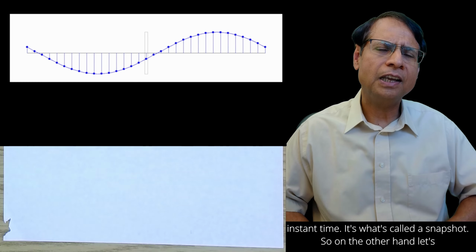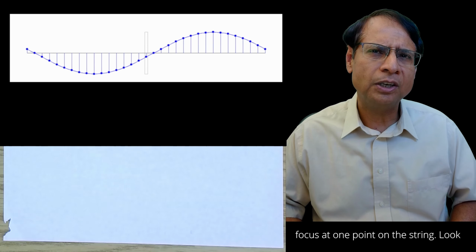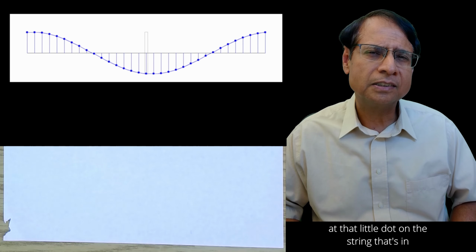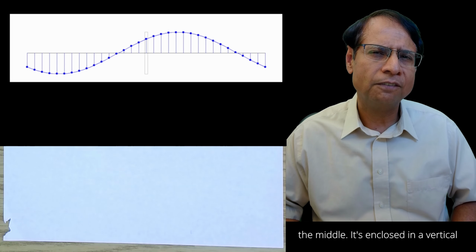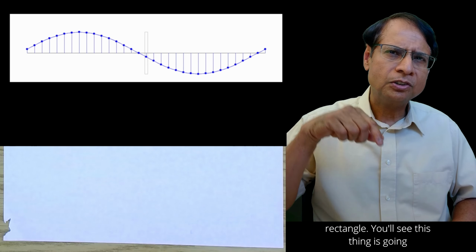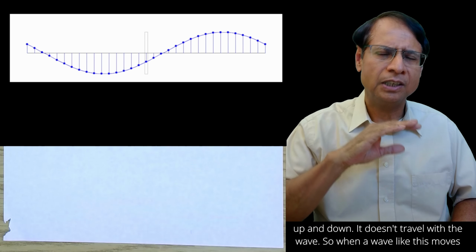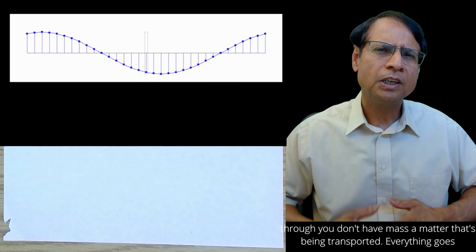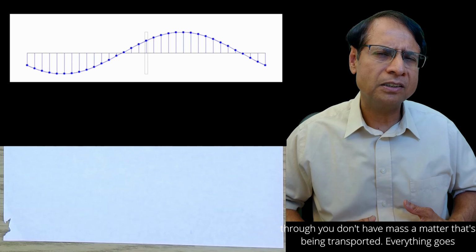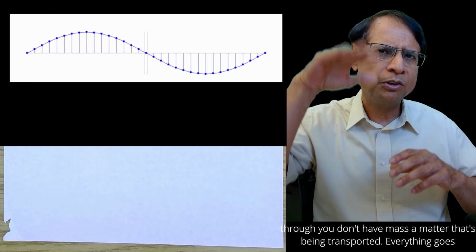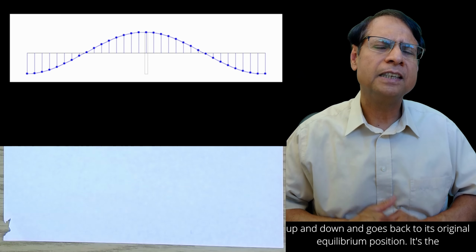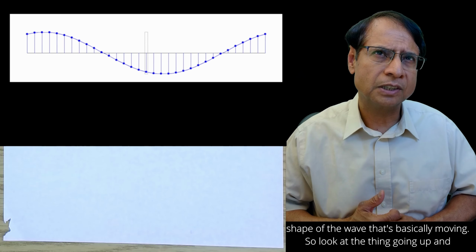On the other hand, let's focus at one point on the string. Look at that little dot on the string that's in the middle, enclosed in a vertical rectangle. You'll see this thing is going up and down. It doesn't travel with the wave. So when a wave like this moves through, you don't have matter that's being transported. Everything goes up and down and goes back to its original equilibrium position. It's the shape of the wave that's basically moving.